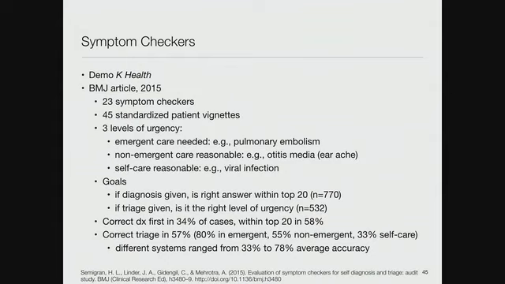So the British Medical Journal did a test of 23 symptom checkers like this about 4 years ago. They asked, on 45 standardized patient vignettes, can it find at least the right level of urgency to recommend whether you should go to the emergency room, get other kinds of care, or just take care of yourself? And the goals were that if the diagnosis is given by the program, it should be in the top 20 of the list that it gives you. And if triage is given, then it should be the right level of urgency.